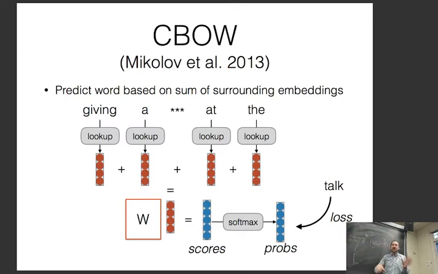Just to put it in context, Word2Vec is kind of two things. Word2Vec is a model and an efficient estimation algorithm. I'm talking about the model right now, and I'll talk about the efficient estimation algorithm a little bit later. Any other questions?